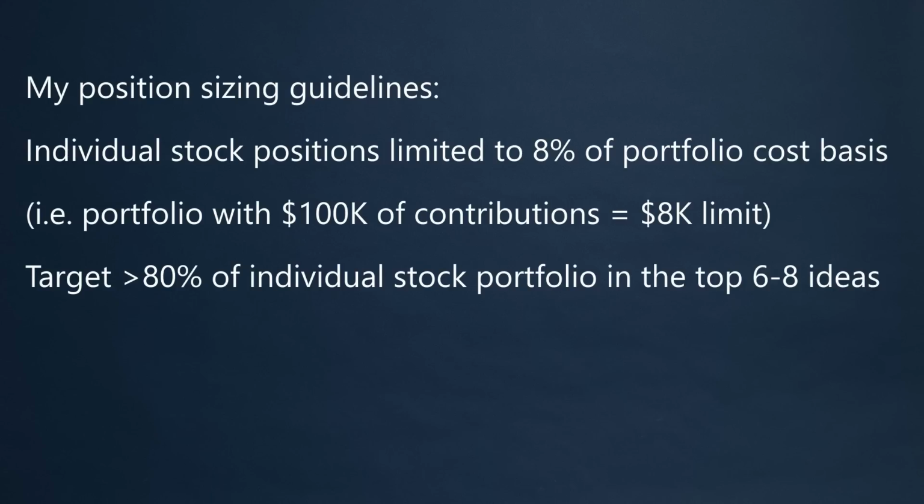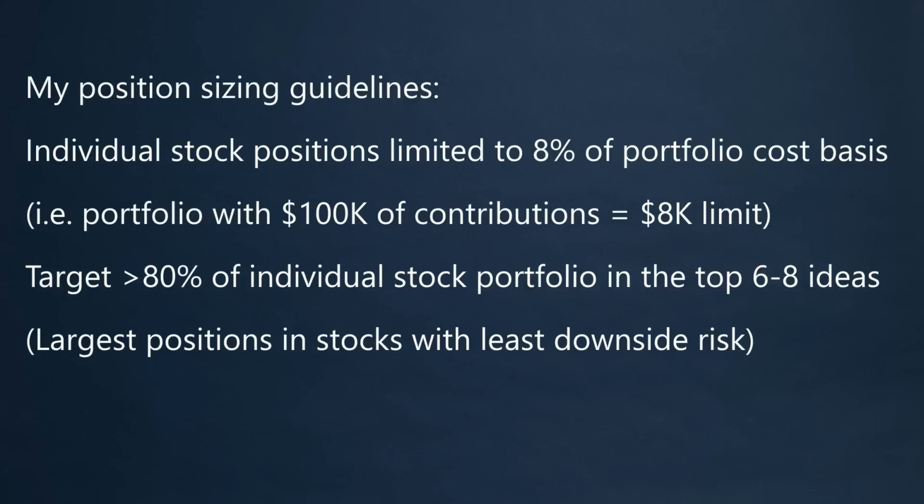To achieve this, I aim to have at least 80% of the portfolio of individual stocks I own to be concentrated within the top 6 to 8 stocks. Now, within those top 6 to 8 ideas, the largest positions are not necessarily the ones with the highest rate of expected return, but are usually the ones with the lowest risk of losing money. Oftentimes those 2 aspects are highly related. However, by focusing on not losing money, this can generally help limit downside while still giving you the upside potential.